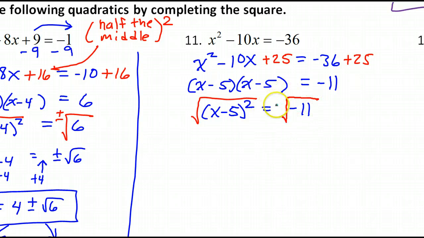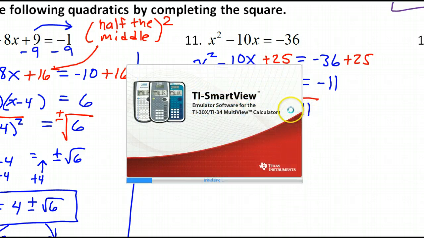Please do not forget what? Plus or minus. Okay, very important. Taking the square root of something that's squared takes away the exponent. So this is going to leave us with x minus 5 is equal to plus or minus. Now wait a minute. Square root of a negative number. Alright, you guys know you cannot take the square root of a negative number, right? Because nothing times itself gives you a negative number. Aw shucks, what's happening here?